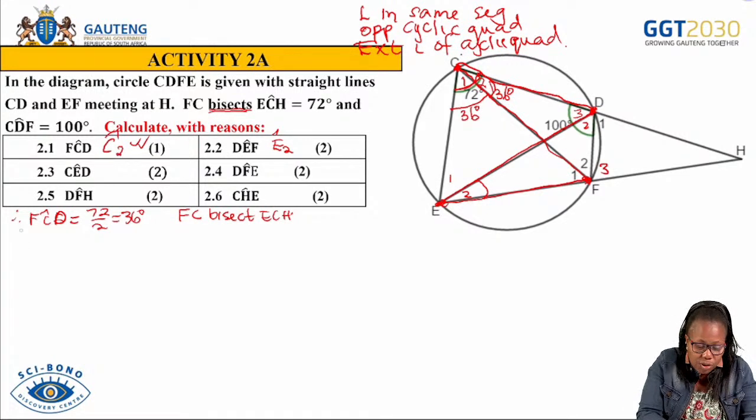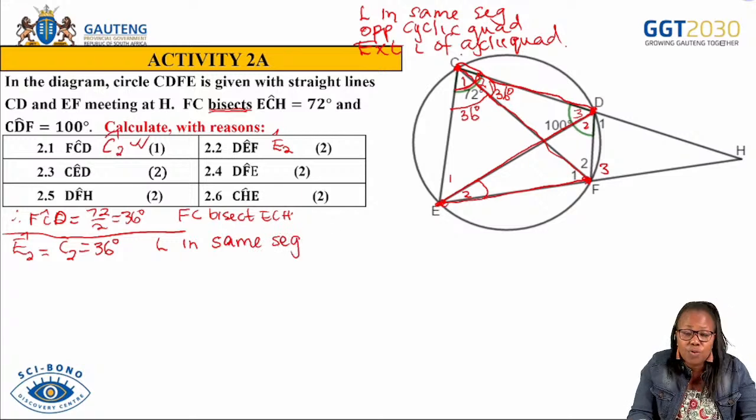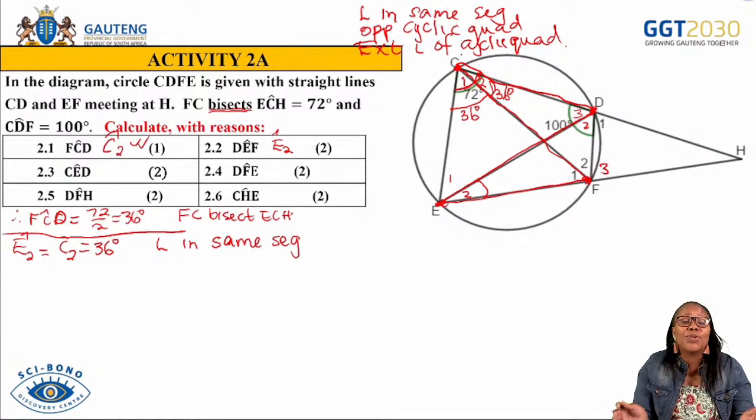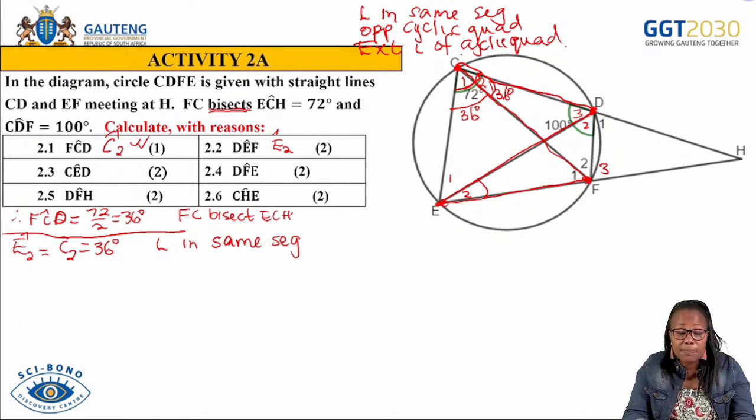The angle E2 will be equal to angle C2, which is equal to 36 degrees. Why are they equal? Because they are angles in the same segment. Do not write bow tie, grade 12. That is not acceptable. Bow tie, we are just using them to be able to track those particular angles, but you cannot accept that as a correct reason. Reason is angles in the same segment.